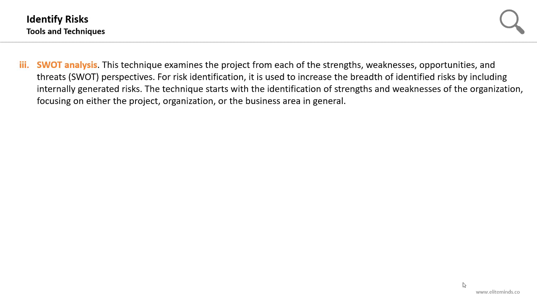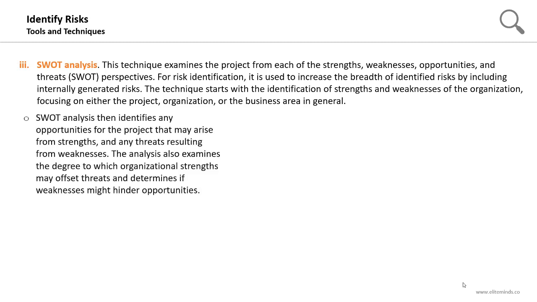The technique usually starts with the identification of strengths and weaknesses of the organization, focusing on either the project, organization, or the business area in general. SWOT analysis then identifies any opportunities for the project that may arise from the strengths you identified and any threats that can be a result of the weaknesses you identified.